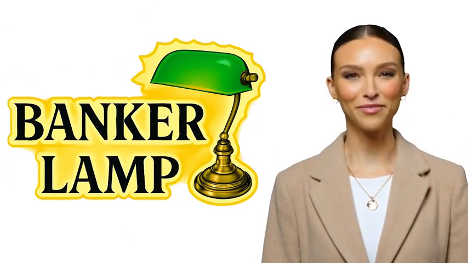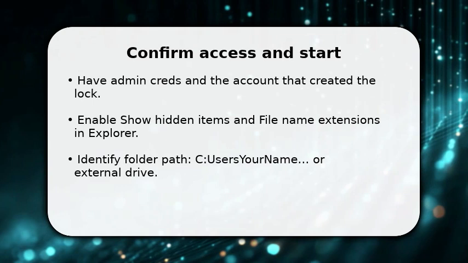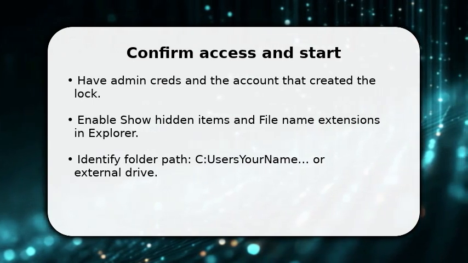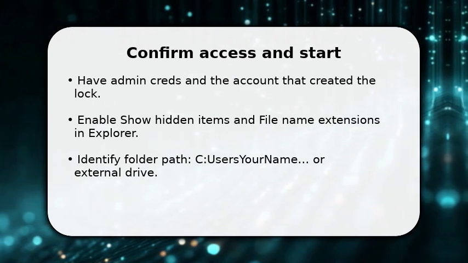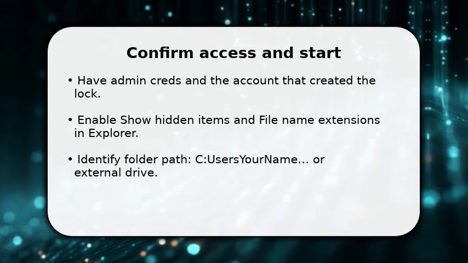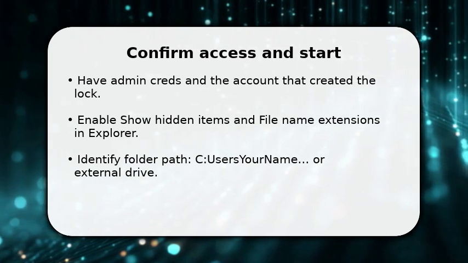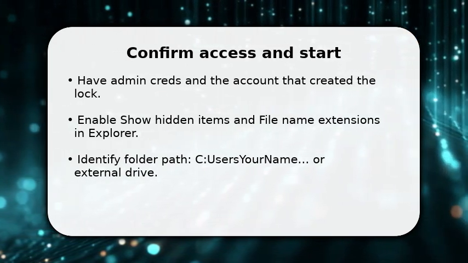Please enjoy the video. You need admin rights and the account that set the lock. Once confirmed, open File Explorer and go straight to the folder's parent. Turn on View > Show hidden items and file name extensions so you can see hidden or system files. Make sure you note the full path.